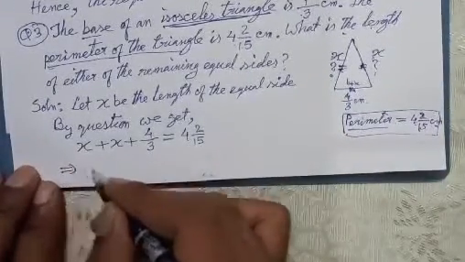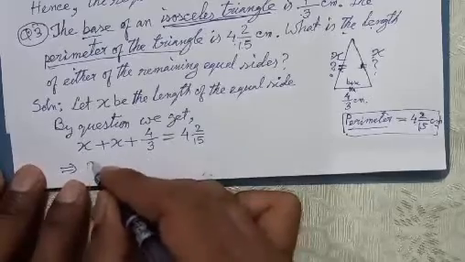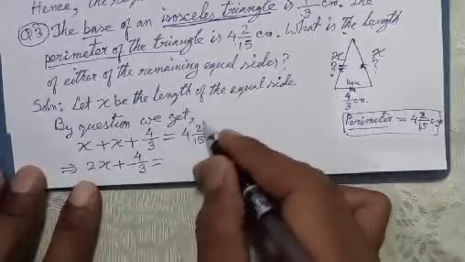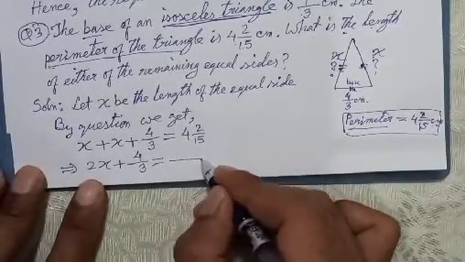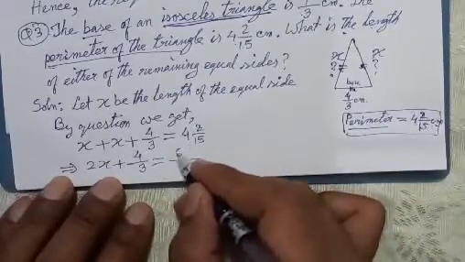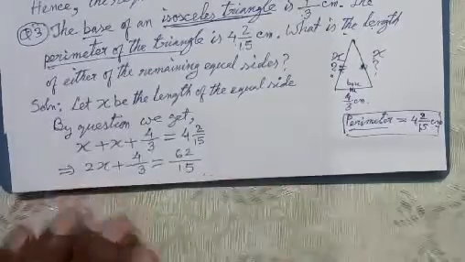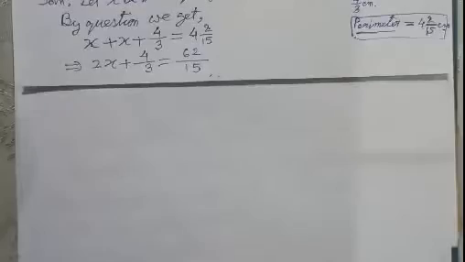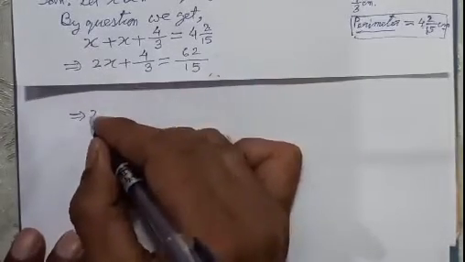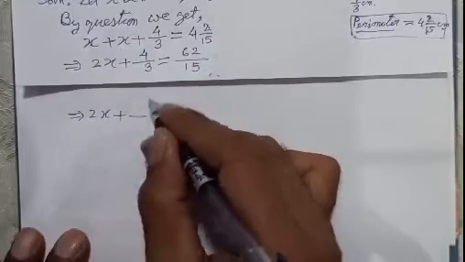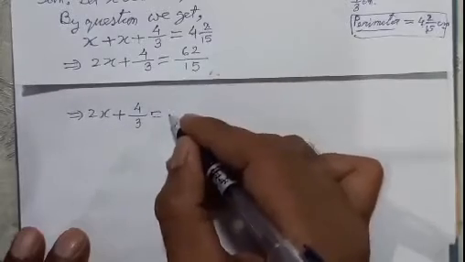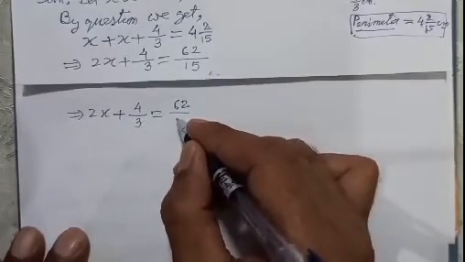Next step. x and x, if we add together, we will get 2x plus 4 by 3 is equal to, this is a mixed fraction. Let's write the mixed fraction as an improper fraction. 15 into 4 is 60, plus 2 is 62. 62 divided by 15. This implies that 2x plus 4 by 3 is equal to 62 by 15.